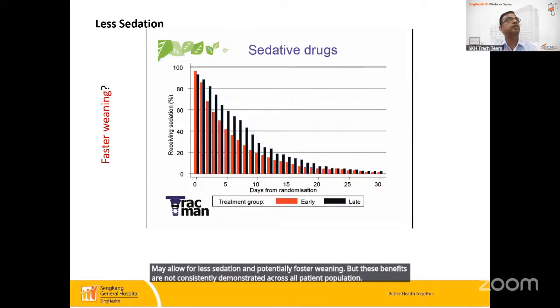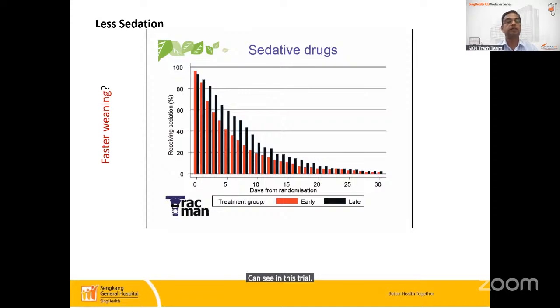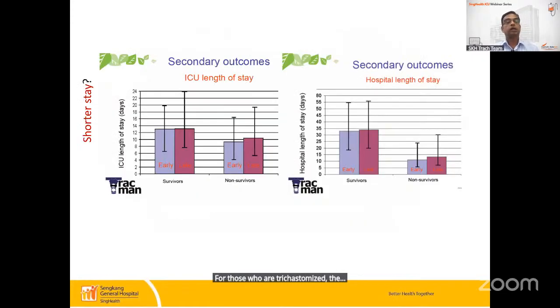You can see in this trial, a UK-based trial, there's less sedation for those who are tracheostomized. The evidence of short ICU stay or hospital length of stay is also mixed. Like in this UK-based largest RCT, there is no difference in both groups.